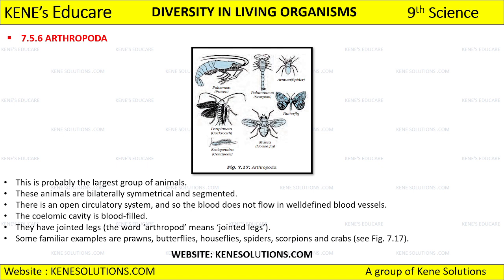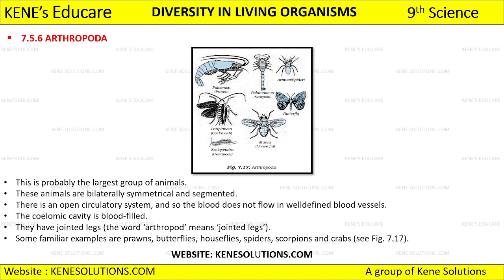There is an open circulatory system, and so the blood does not flow in well defined blood vessels. Because they have this open circulatory system, the blood is not going to flow in a well defined blood vessel as it flows in our body. And the coelomic cavity is blood filled again. Now we studied that there is a true body cavity and a false body cavity, and when it comes to the coelomic cavity in arthropods, they are blood filled and they have jointed legs.